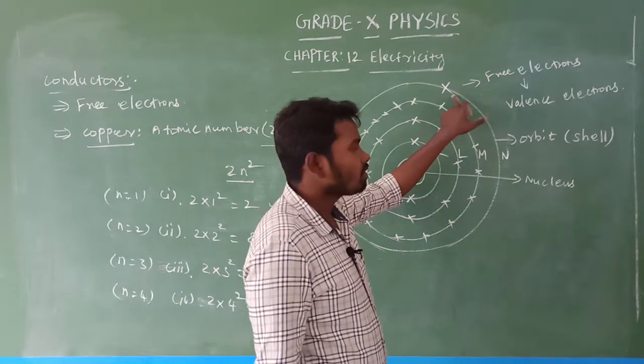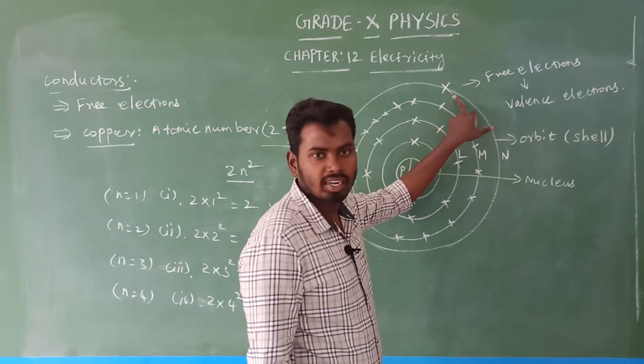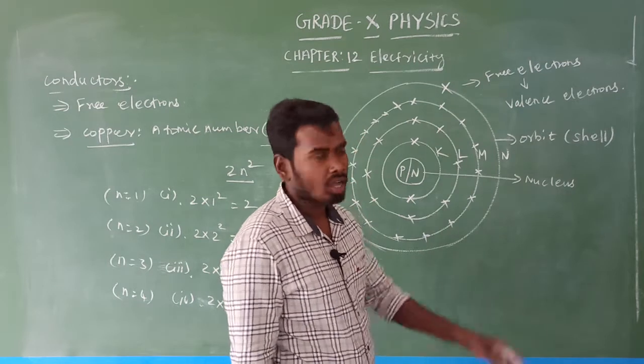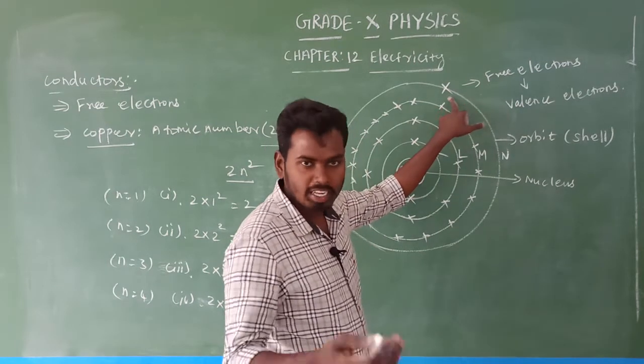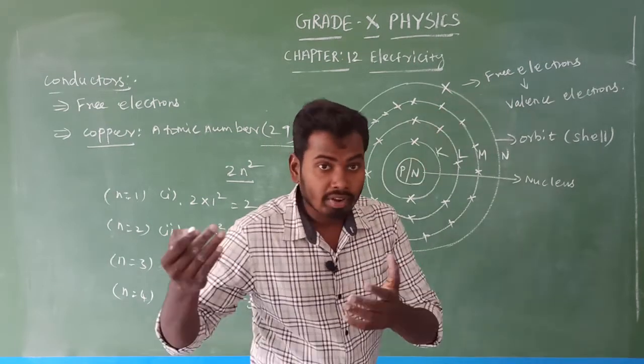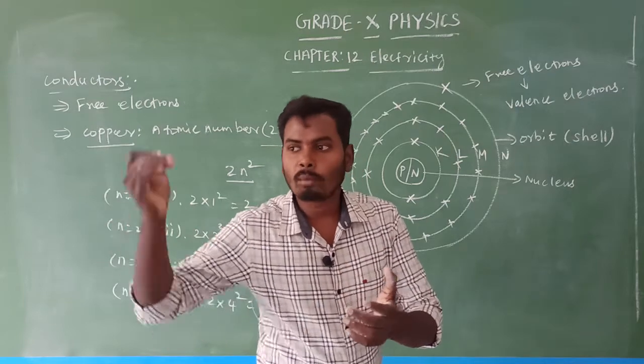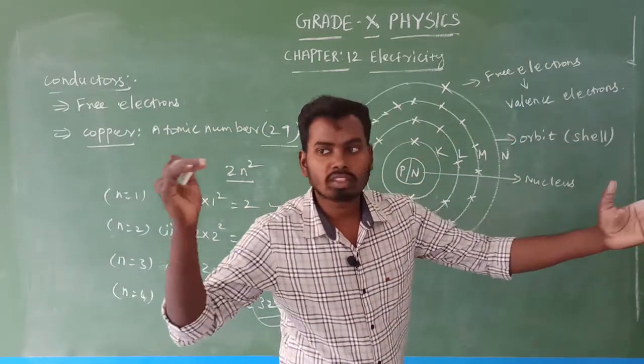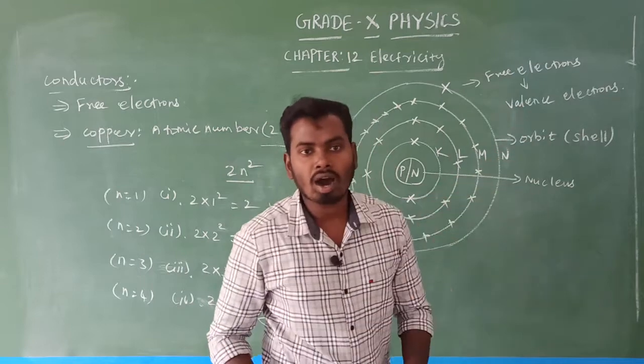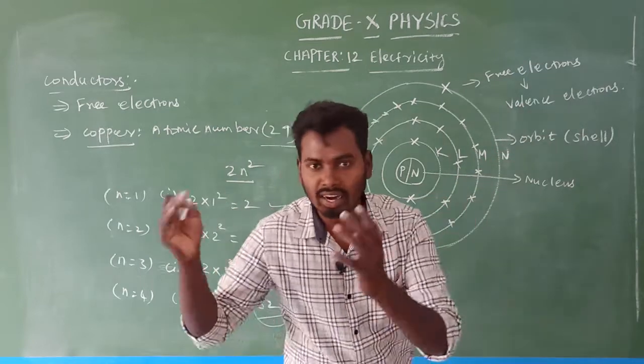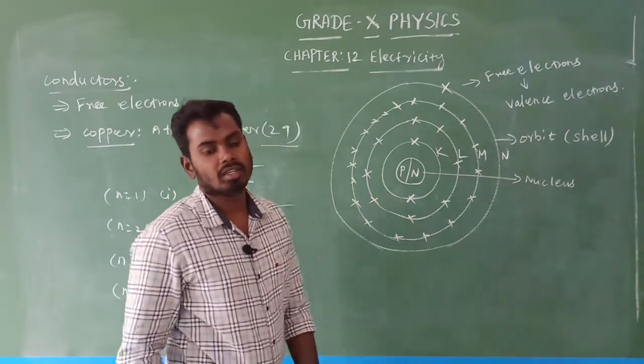So this unfilled electron is called a free electron, or else we can say valence electron. These valence electrons, which means free electrons, are able to move from one atom to another atom. So this flow of electrons is called current. So this is how electricity is generated.